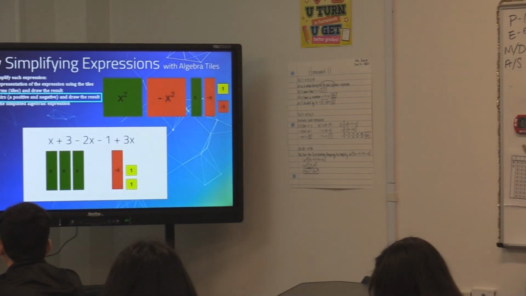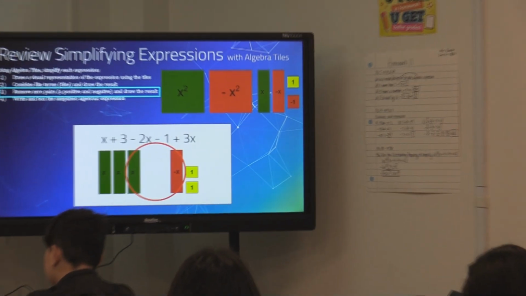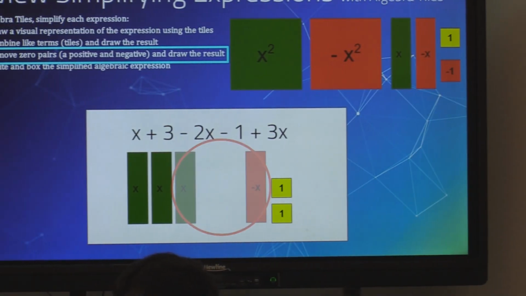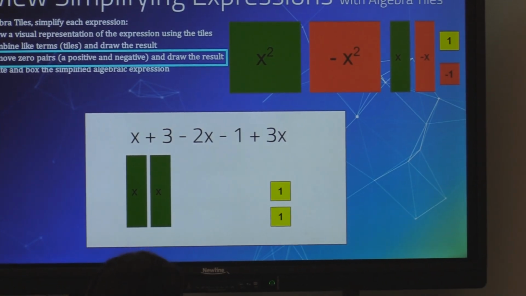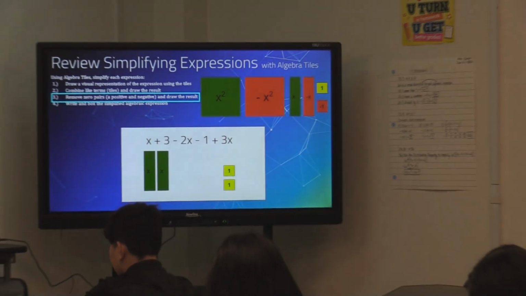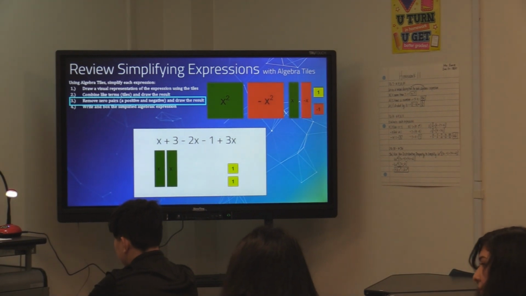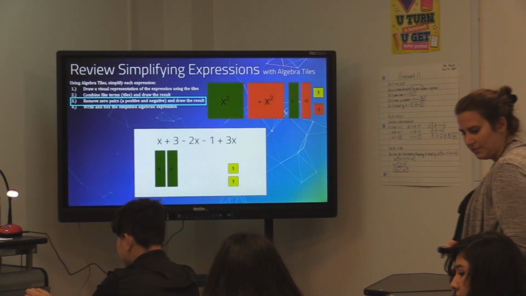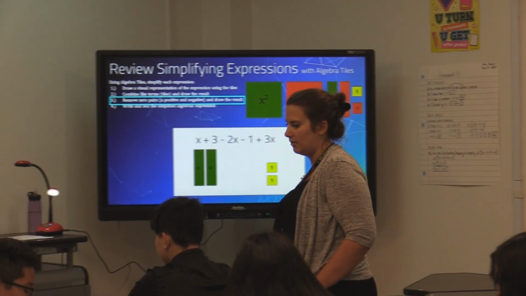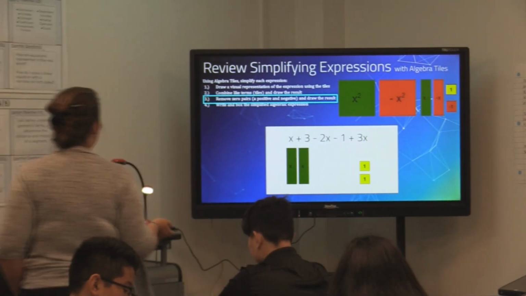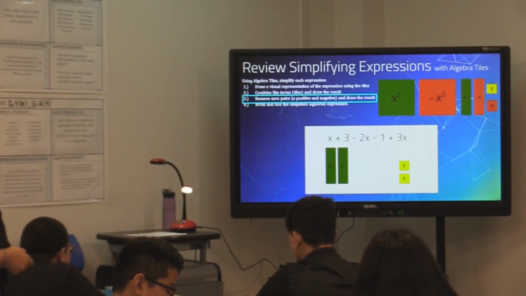Now, what else do I notice? I can do it again. There's one more. So my resulting image should look something like this. Check with the board, check your neighbor, make sure everybody's looks alike. Right? Are we good with what we've done so far? Yes.